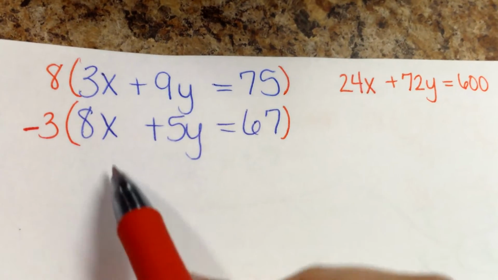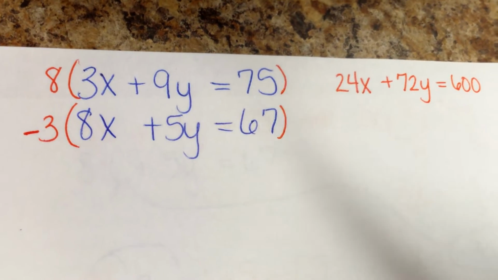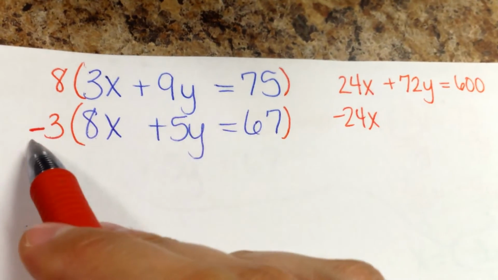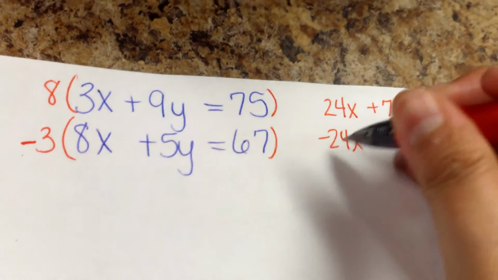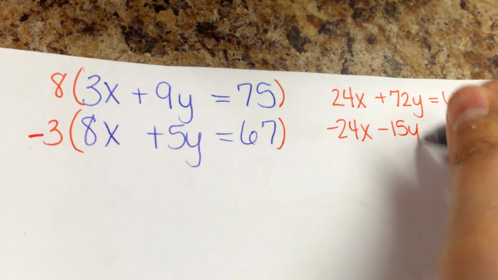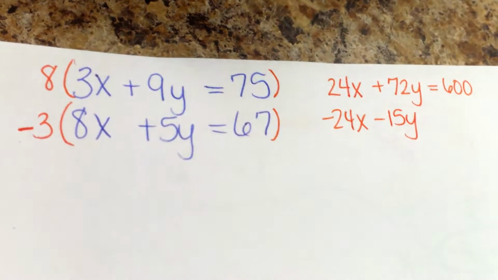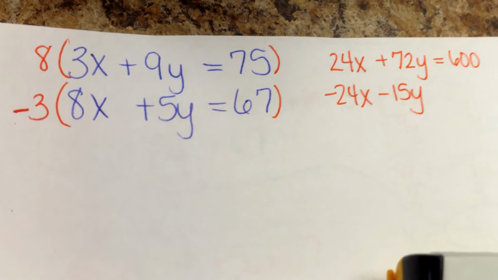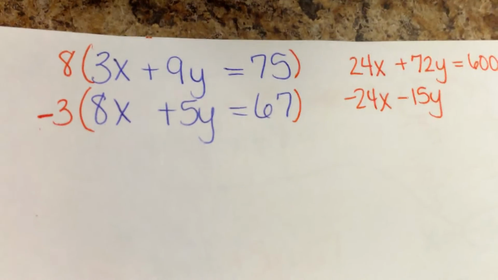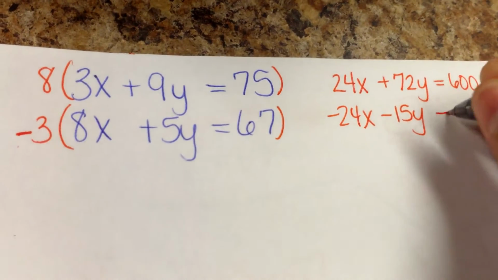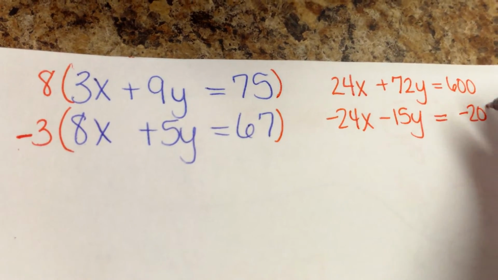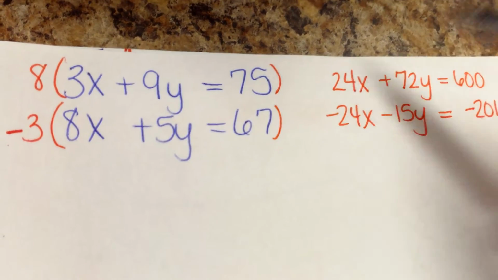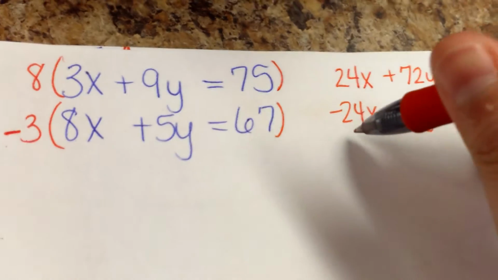And now I'm going to do the bottom one. Negative 3 times 8, negative 24x. Negative 3 times 5, negative 15y. Negative 3 times 67, 201, negative 201. Now that you have the same number and opposite signs, now you can do elimination.